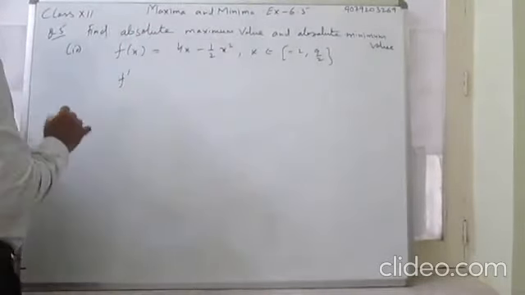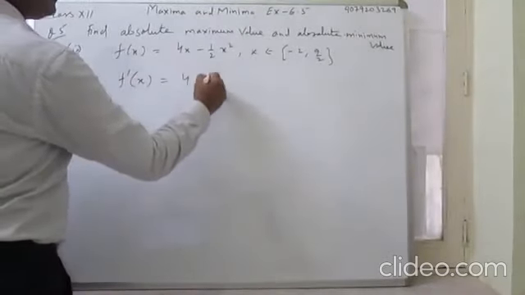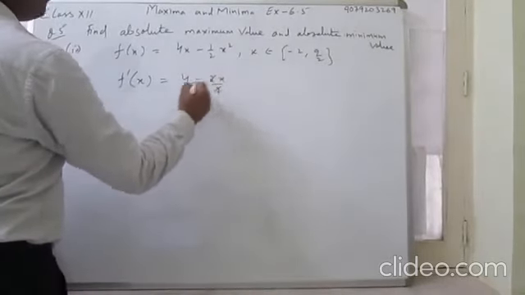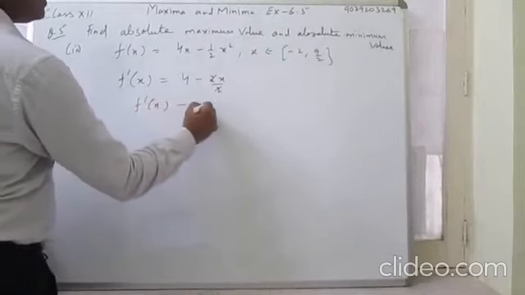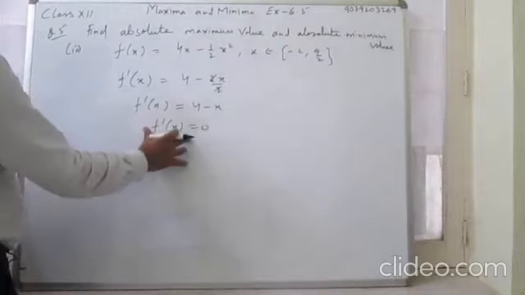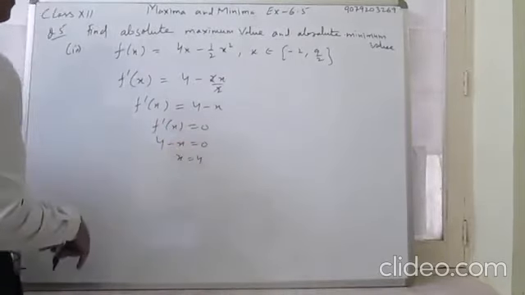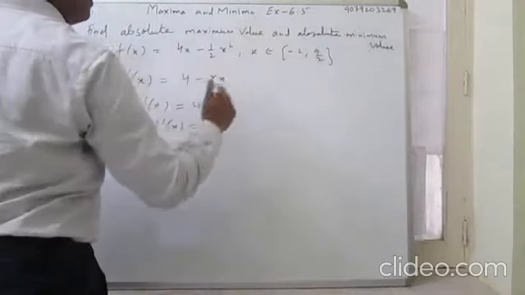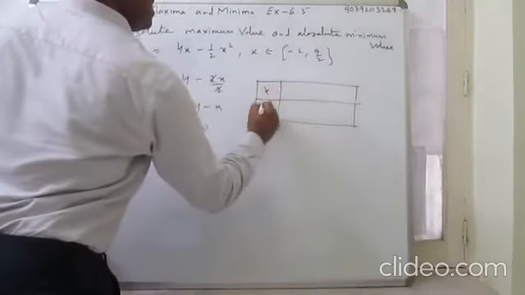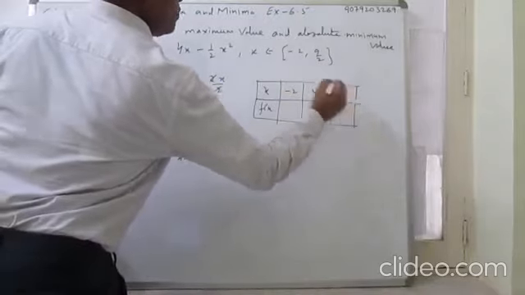So first we find the critical points, taking f dash x. f dash x is 4 minus 2x upon 2, it is 4 minus x. For finding critical points, make f dash x equal to 0. 4 minus x is equal to 0, so x is equal to 4. It lies between minus 2 and 9 by 2, so the points are x, f(x): minus 2, 4 and 9 by 2.